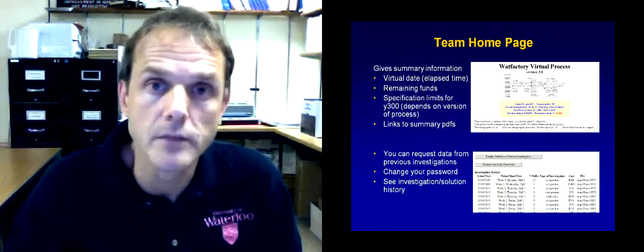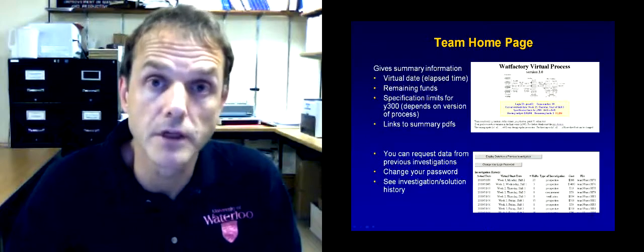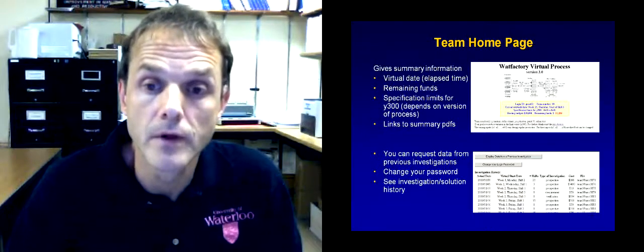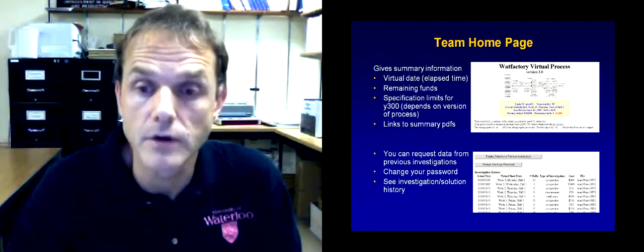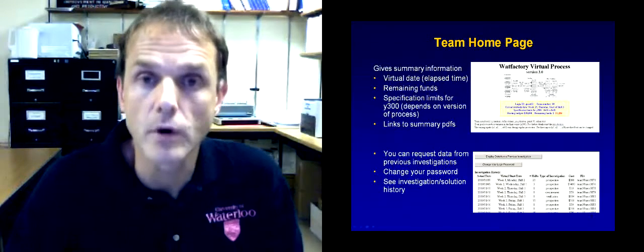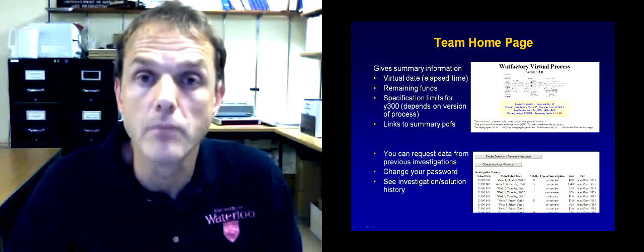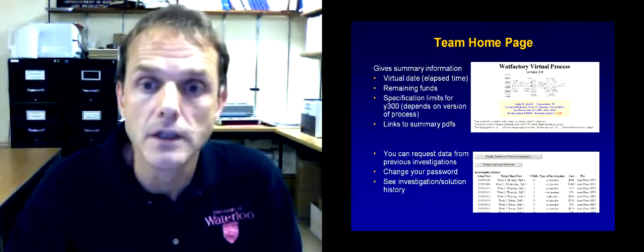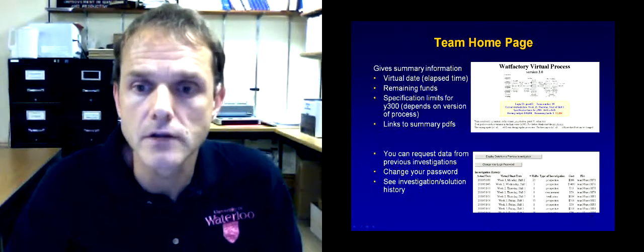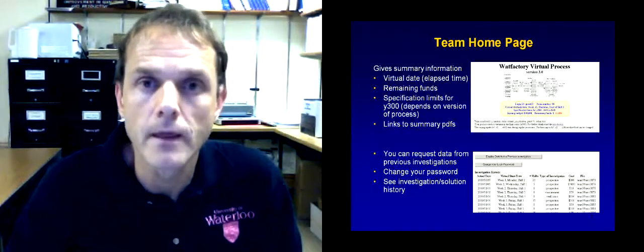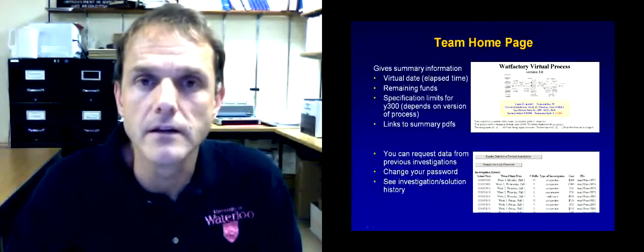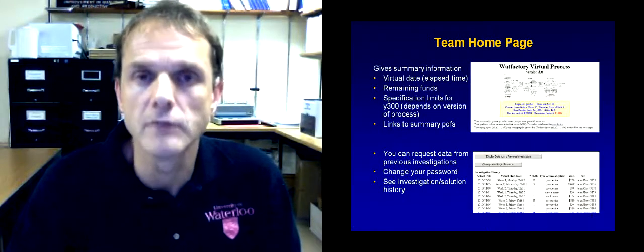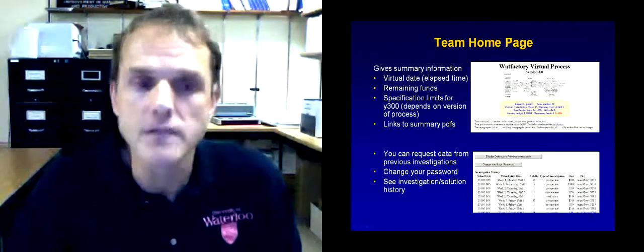You're also given information about the specification limits for your particular version of watfactory. In this case, you see for the guest account, the specifications are minus 14 to 14. And perhaps most importantly, you'll see information about how much money you've spent searching for a solution. Again, the starting budget of $10,000, and you can see how much money you have remaining. In this case, you see that the amount of money is quite small in the sense that you've spent a lot. And this is because the guest account is open to everyone, and people have been playing around and trying various kinds of investigations.